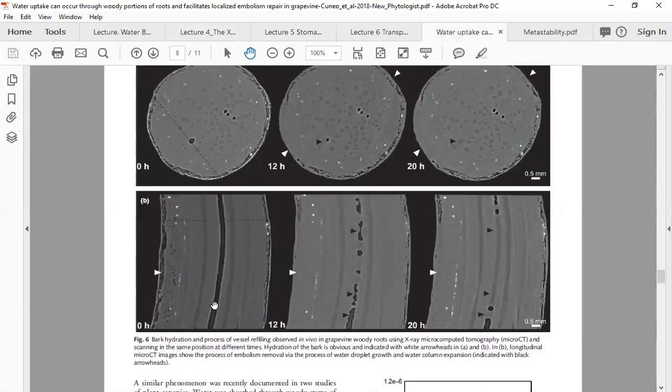And this represents embolism here, this dark region here in the xylem. 12 hours after watering, you can actually see that it's resolving. That cavitation is actually resolving. And then 20 hours afterwards, it's almost resolved. So we almost have restoration of water transport right through that xylem. So pretty amazing.